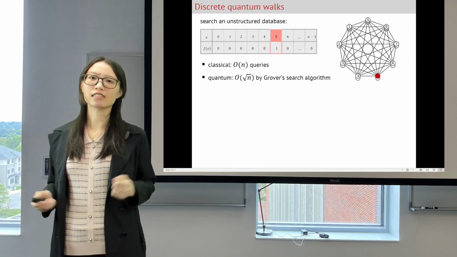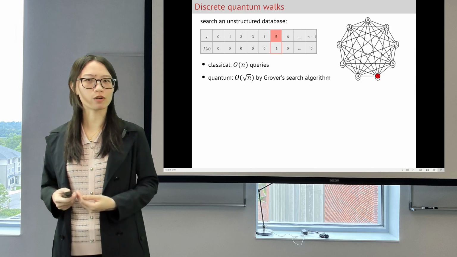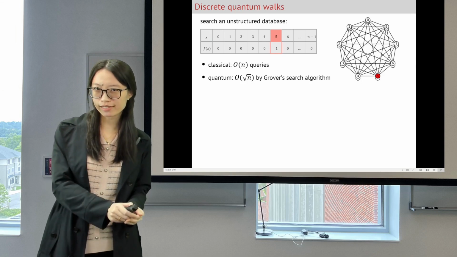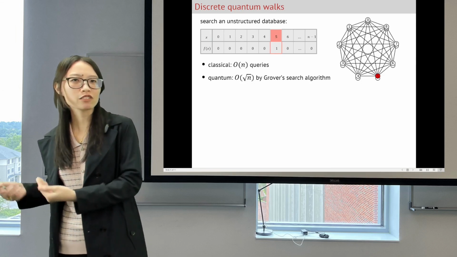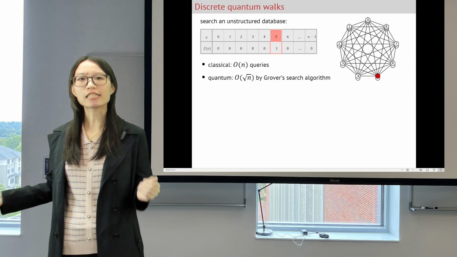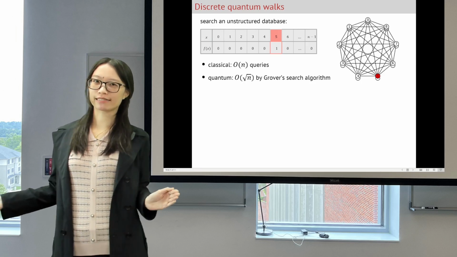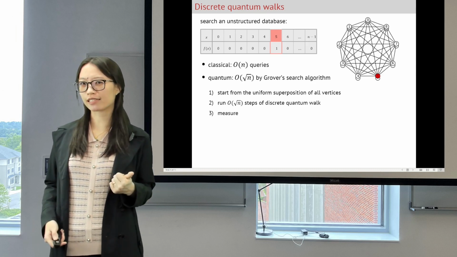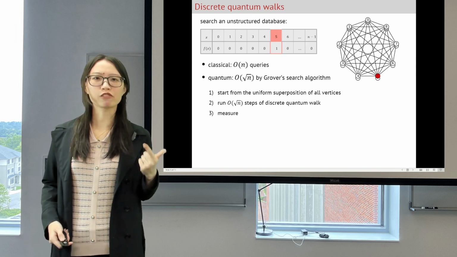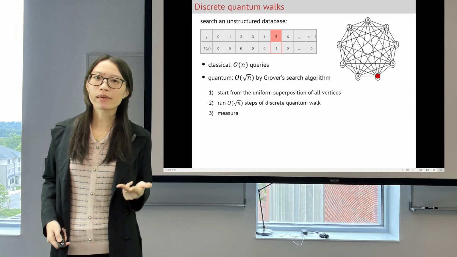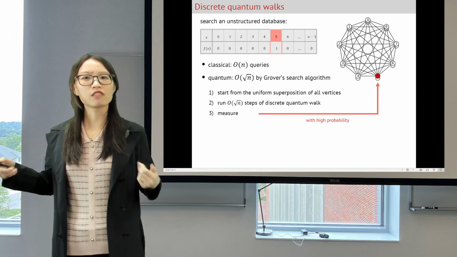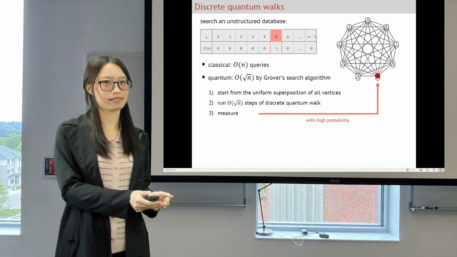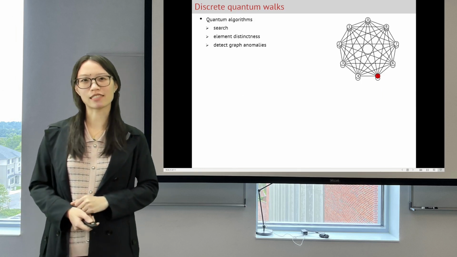And his algorithm is equivalent to running a discrete quantum walk on that graph. Here, every vertex is a data point, and because we are in an unstructured database, we can move between any two data points. So the graph is complete. And Grover's search says if we start from everywhere simultaneously, run the quantum walk for roughly root n steps, and make a quantum measurement, then with very high probability, we will end up being on that special vertex. So that is one benefit about discrete quantum walks.